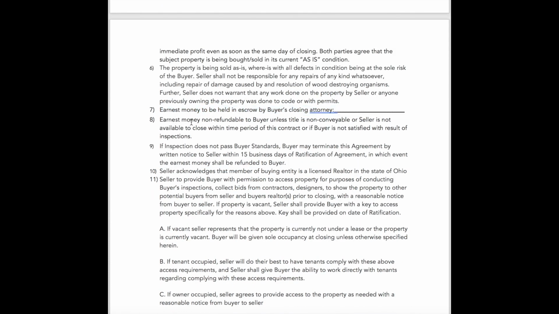And then earnest money non-refundable to buyer unless title is non-conveyable or seller is not available to close within the time period of this contract, or if buyer is not satisfied with the result of the inspections. Again, what that means is that if the seller does not close or we do not close due to an inspection failure, we get that money back. If we get all the way to the day of closing and tell them everything's good to go and pull out at the last minute and not close, then they get to keep that earnest money deposit.